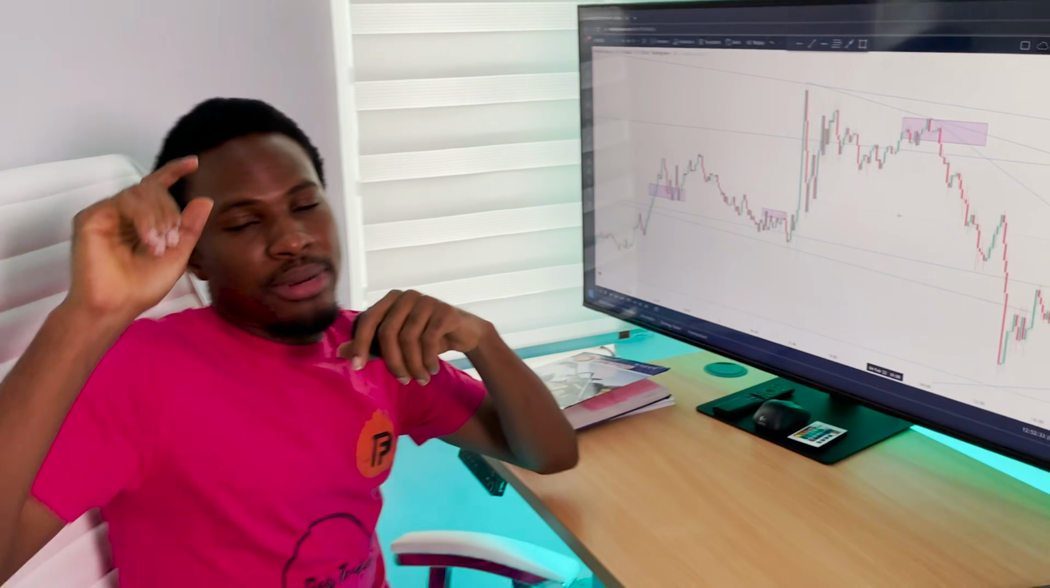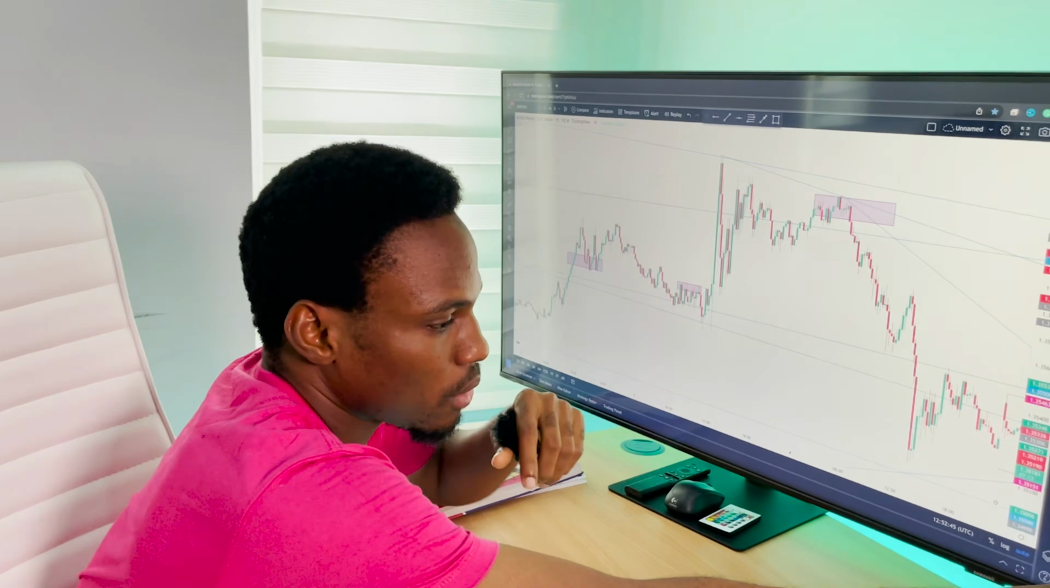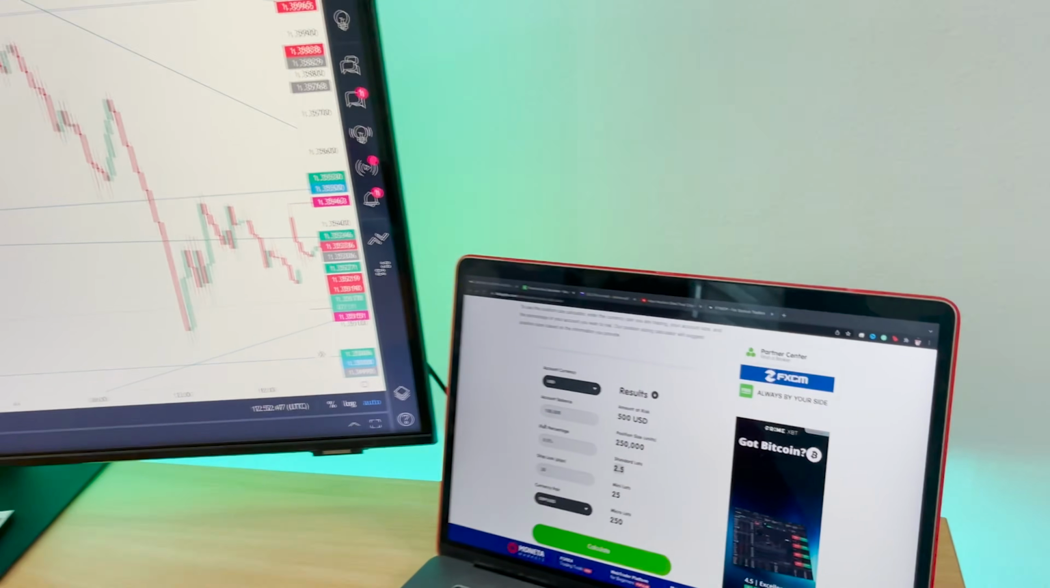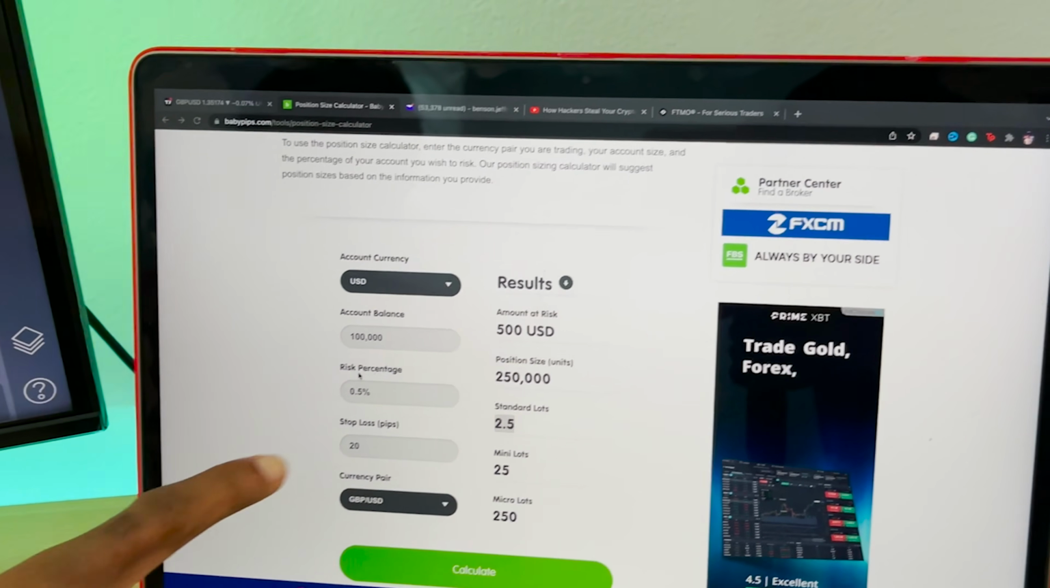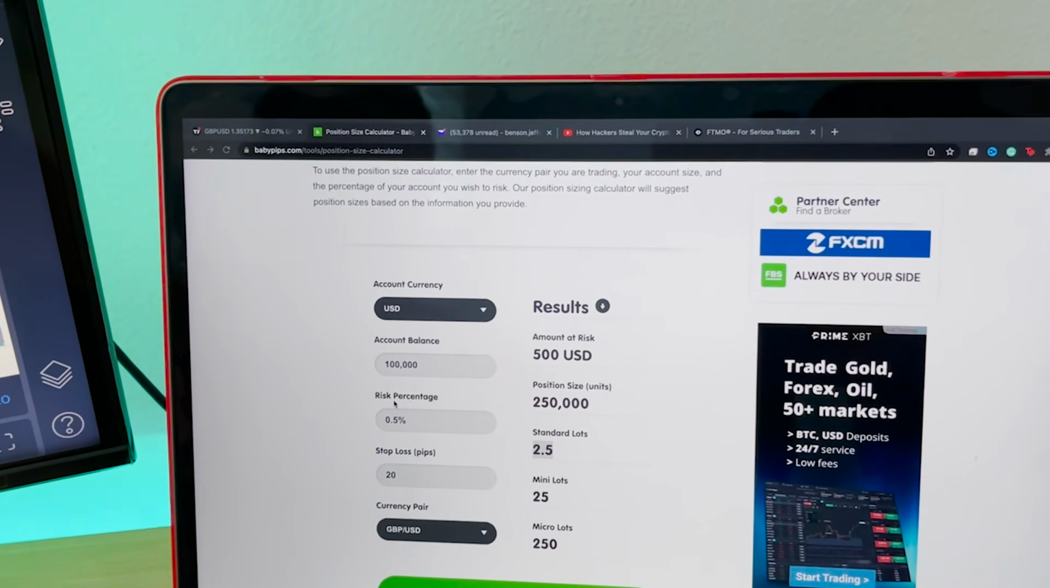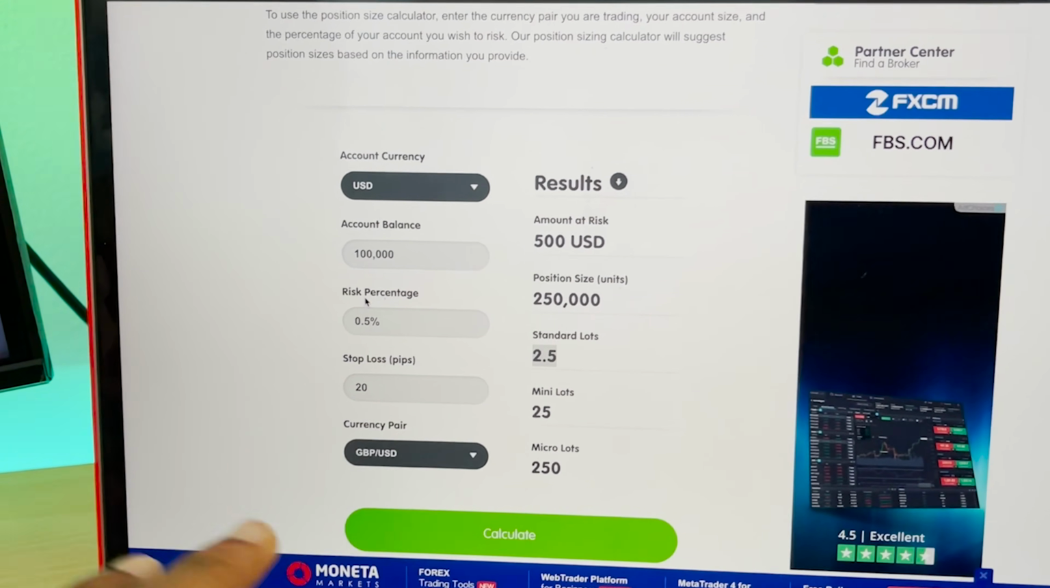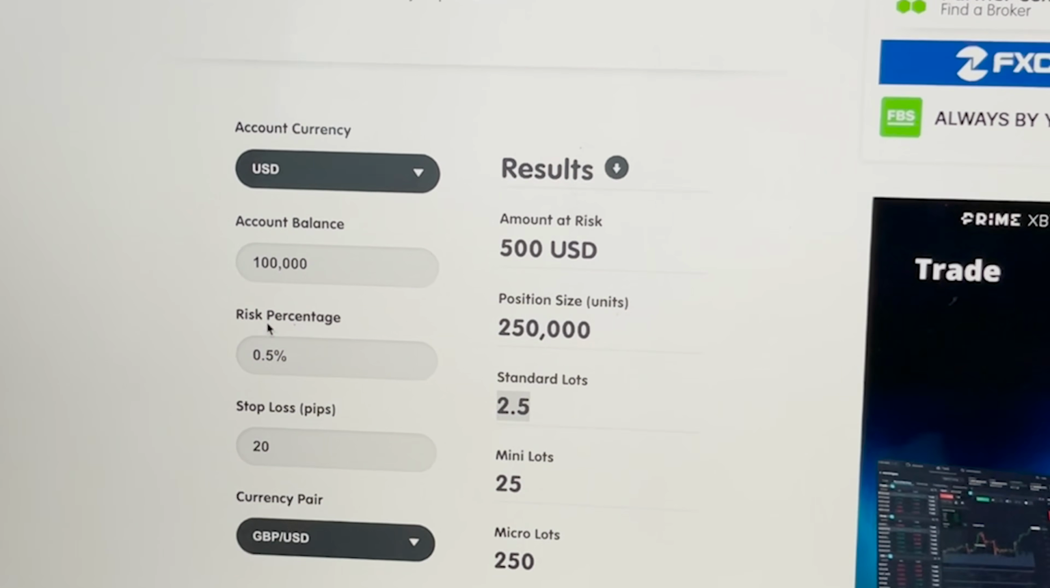Now, there's another trick. My stop loss is always 20 pips on average, so it could be less most times, but I don't allow it to go beyond 20 pips. So now here's the trick. Each time, you can see on my Babypips position size calculator, let's say for example I'm trading a 100K account, my risk percentage every time is always 0.5%. My stop loss is 20 pips, because on average I always intend to risk 20 pips, all right? And my pair, of course, is GBP/USD.